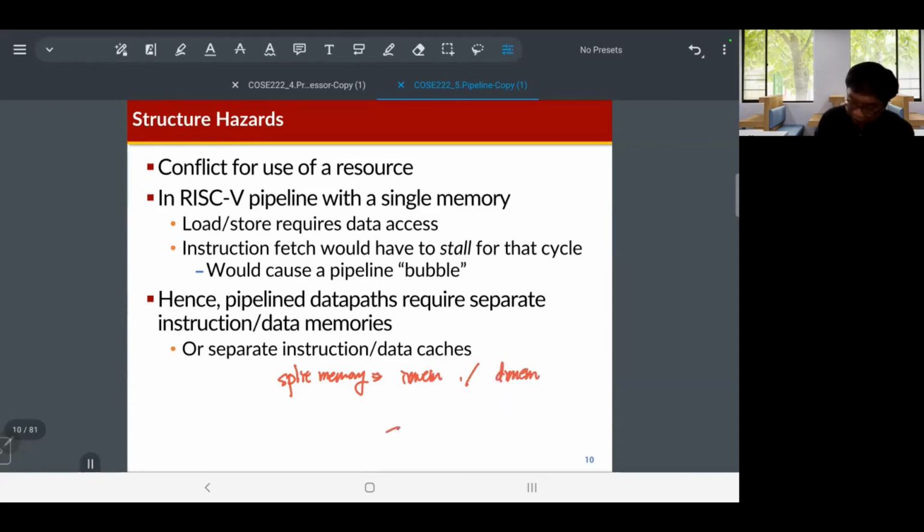But on the software side, the memory is one large memory, the united memory. So the instructions are found in this united memory, and the data is also found in it. That is the software aspect. But when we design a single cycle processor, we split instruction memory and data memory. Why?